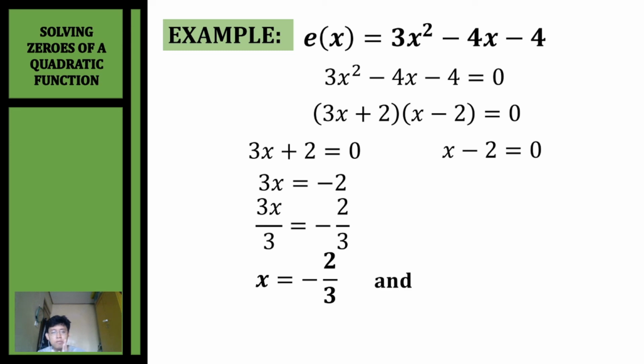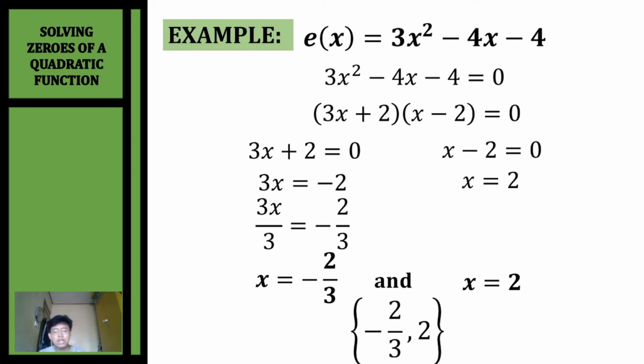That will be the value of x. Now let's solve the second equation. X minus 2 is equal to 0. So we transfer negative 2 to the other side. We have x is equal to 2. Now, the zeros of our quadratic functions are negative 2/3 and 2. When solving zeros of a quadratic function using factoring, it is very useful if your quadratic function is factorable.